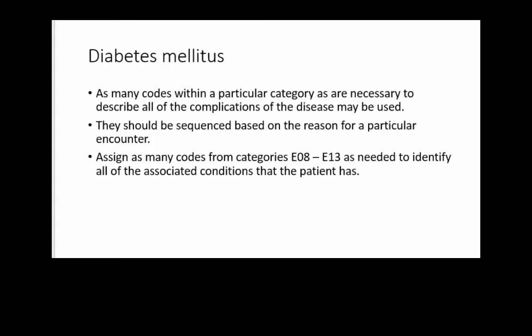You can code as many codes as you need to fully describe an encounter. Often a person with diabetes will have many complications or manifestations of the disease that need to be included, and many have combination codes. So the code would represent diabetes with whatever the situation is, and it's okay to use as many of those as you need to code. Their sequence, or which one goes first, would be based on the reason for the encounter, whether it's the admission to the hospital or while they're in the doctor's office. And as I said earlier, you can assign as many categories, as many codes as you need to from those categories to identify all the associated conditions.